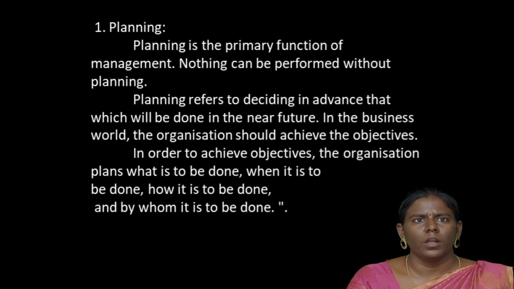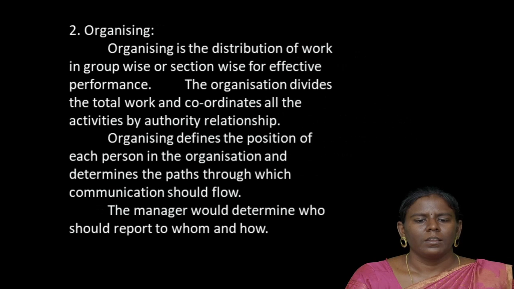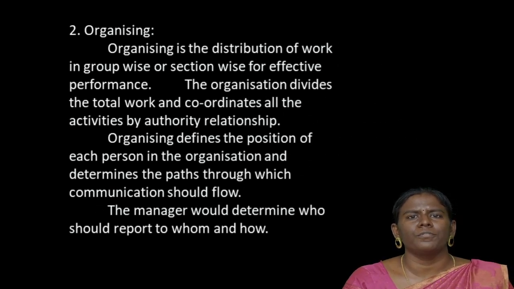In the business world, an organization should achieve its objectives. To achieve the objectives, planning is essential. Planning tells who is to do it, how it is to be done, where it is to be done, and for whom it is to be done. Next, organizing. Organizing is the distribution of the work group wise or section wise. Organization divides the total work and coordinates all the activity through the authority relationship. The manager would determine who is to do the work.